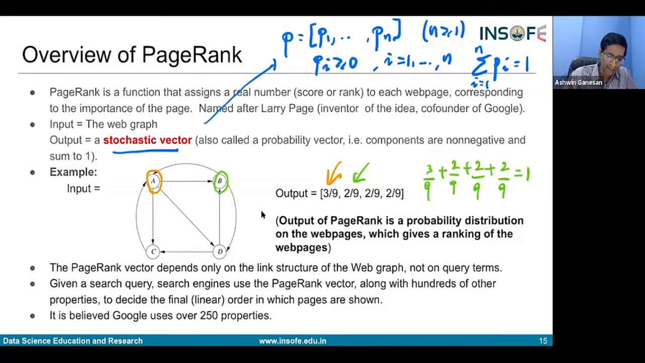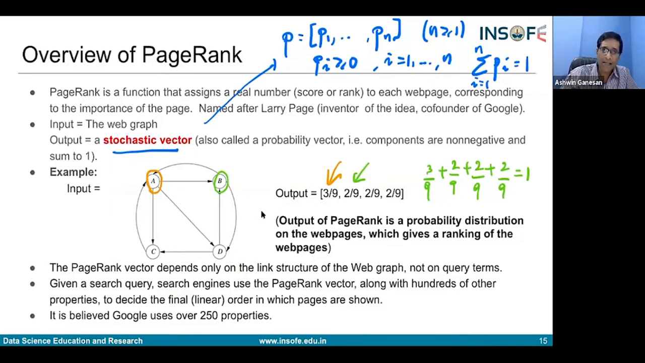This tells you that web page A, which has a higher score than web pages B, C, and D, would be given higher importance than the other web pages. So when you rank all the web pages, you would list web page A at the top of your search results. So the question is, how do we arrive at this probability vector that ranks the different web pages from this directed web graph? And that's what we've been looking at.